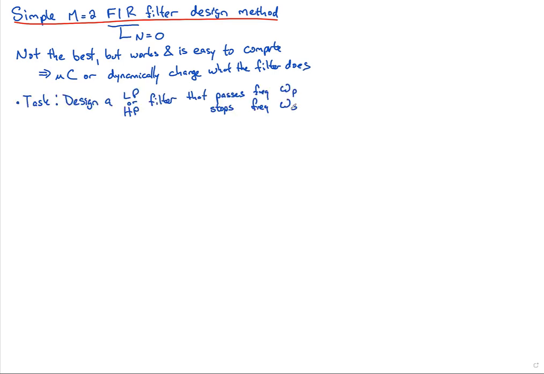And here's the task. Design a low-pass or a high-pass filter that passes frequencies omega sub p and stops frequencies omega sub s. Just as an example of what I'm talking about, it's not going to precisely pass these things or stop these, but we're talking about something that has a magnitude of a DTFT that looks like something like this, if it's a low pass. So it passes things up to about here, and it stops things after here. In other words, if our omega sub p is less than our omega sub s, it's a low pass.